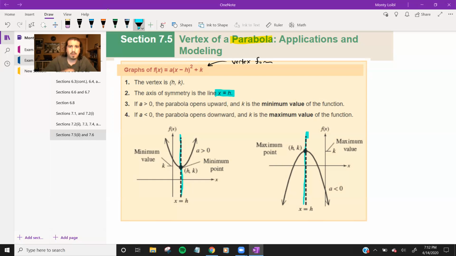And that's just kind of a quick review of those, right? A telling you whether it's opening up or down, right? If A is positive, then you're going to have this sort of graph. If A is negative, then you'll have that sort of graph.